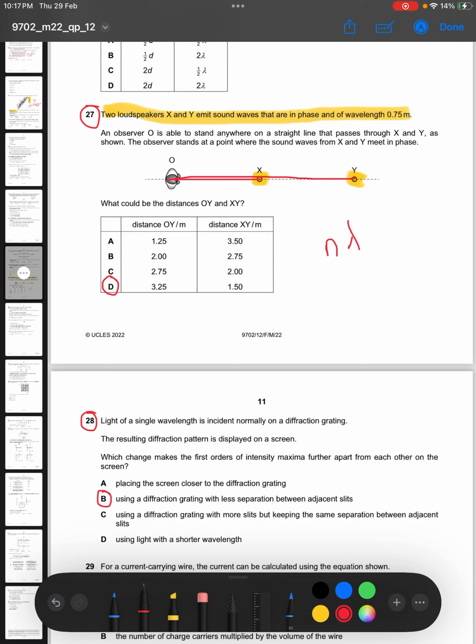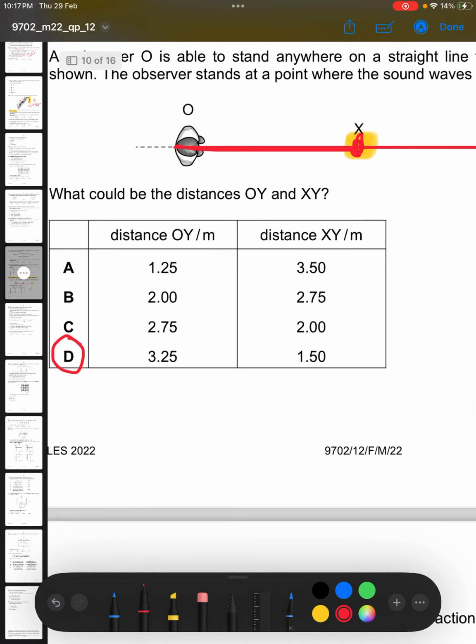Or maybe let me repeat again, I didn't say that correctly. The length of the path taken from Y to O minus the length of the path taken from X to O. When you subtract those lengths, that's what we call path difference, because those are the distances moved by the waves to reach point O, in which case they are meeting in phase. So now, first things first, what I would do is I will subtract these values.